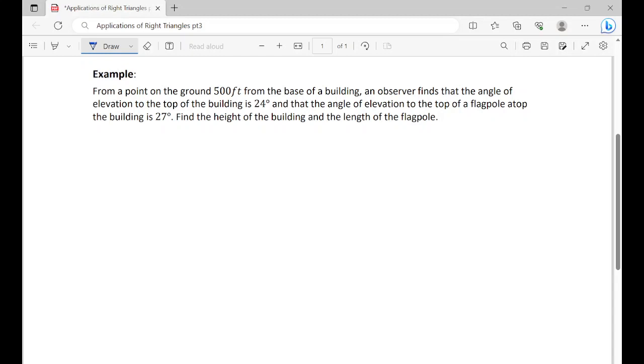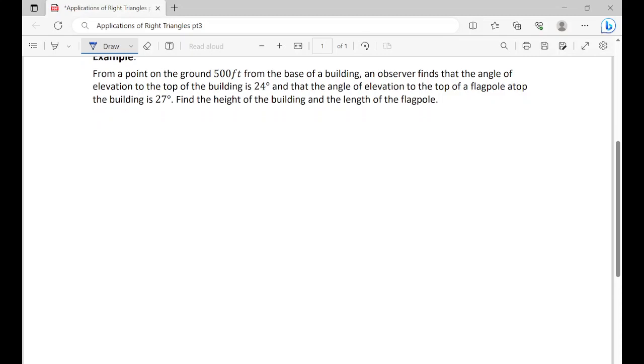So what I'm going to do is draw it out and make it a little bit easier for me to see. So I've got some building here, and I have a flagpole on top of it. And someone's standing down here. And from where they're looking up to the top of the building, we know that this is 24 degrees.